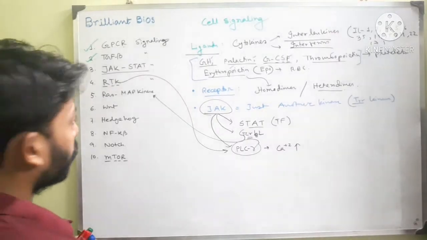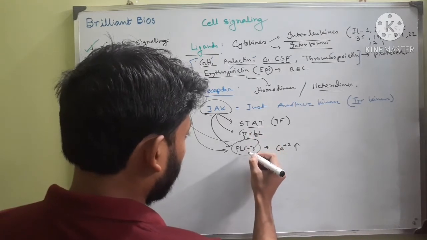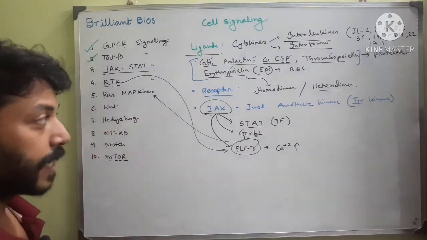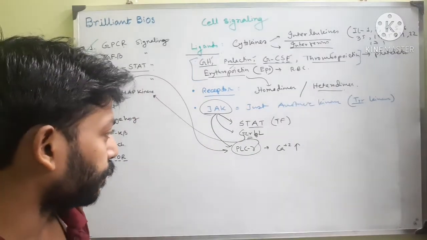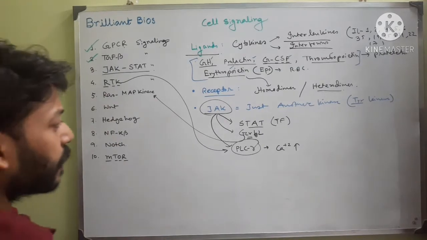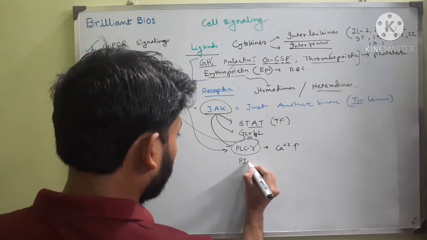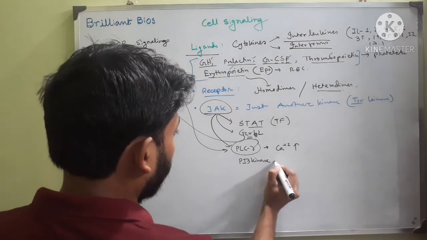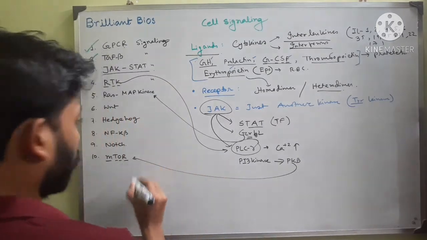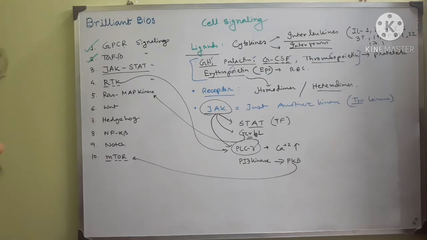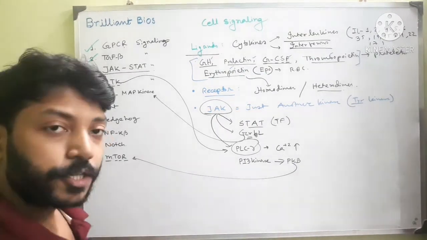Another protein, like I can write here, GRB2, PLC gamma. So these are the proteins that can be activated by JAK, a kinase. Another protein that activates the mTOR pathway is called PI3 kinase, which activates PKB. This PKB protein can activate the mTOR pathway. Can you see here that the JAK pathway can activate different proteins? So they are interrelated.